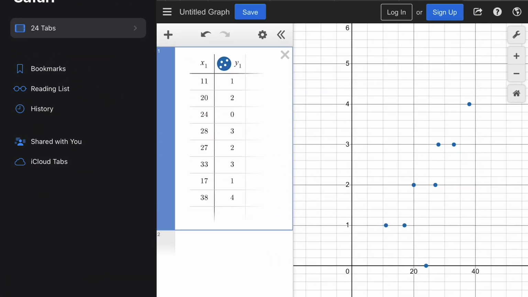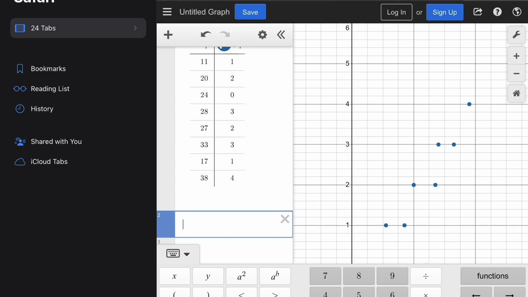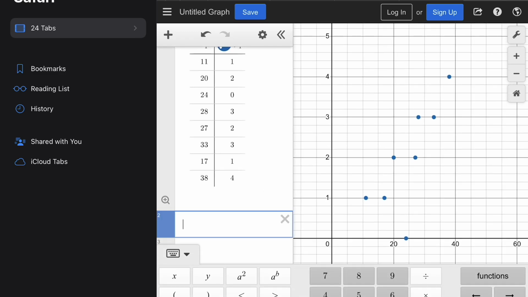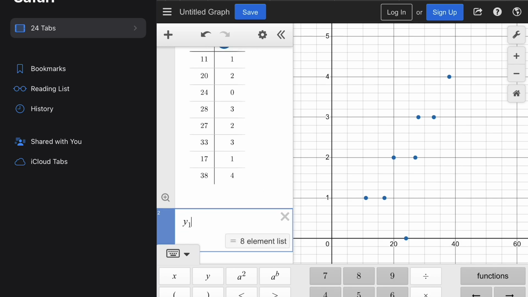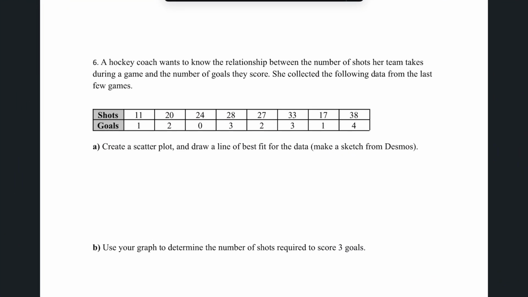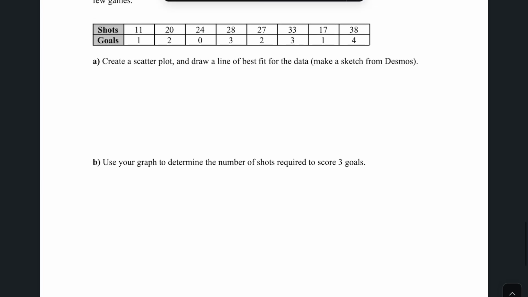Okay, perfect. So we do our regression line. It looks pretty linear with one outlier, so I'm just going to draw a linear one. y1 ~ ax1 plus b. Sweet. And use the graph to determine the number of shots required to score 3 goals. Oh, whoops.